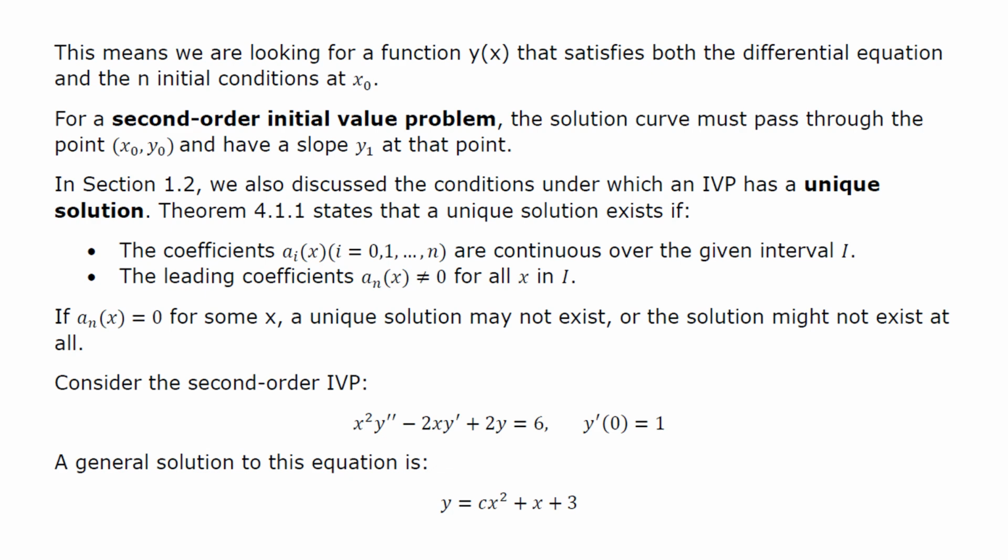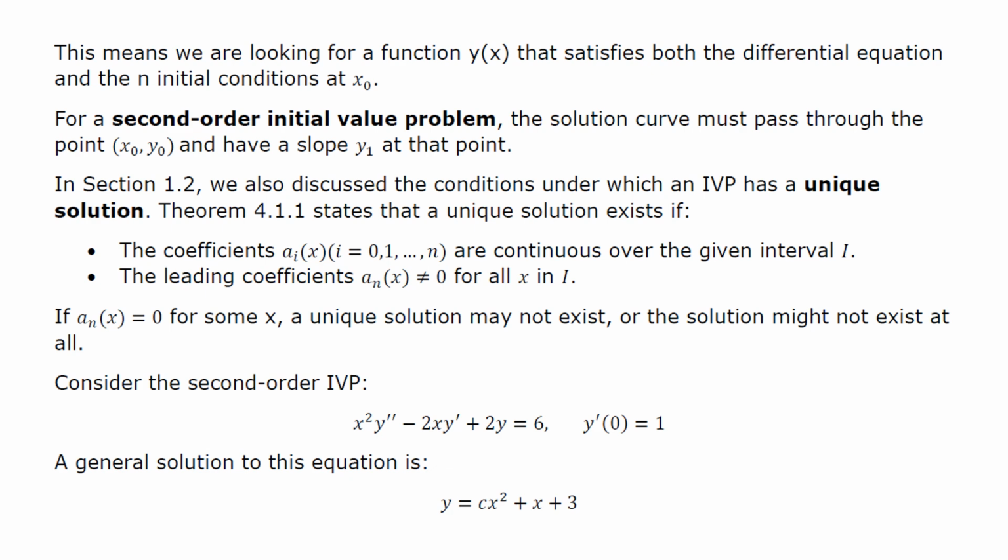Okay, in addition to that, in section 1.2, we also discussed the conditions under which an IVP has a unique solution. If you recall, theorem 4.1.1 states that a unique solution exists if the coefficients are continuous over the given interval I, and the leading coefficient does not equal 0 for all x in I. Because if the leading coefficient a sub n equals 0 for some x, a unique solution may not exist, or the solution might not exist at all.